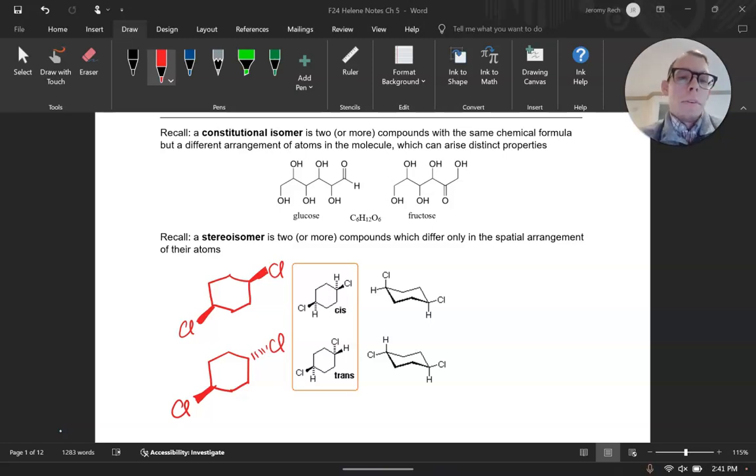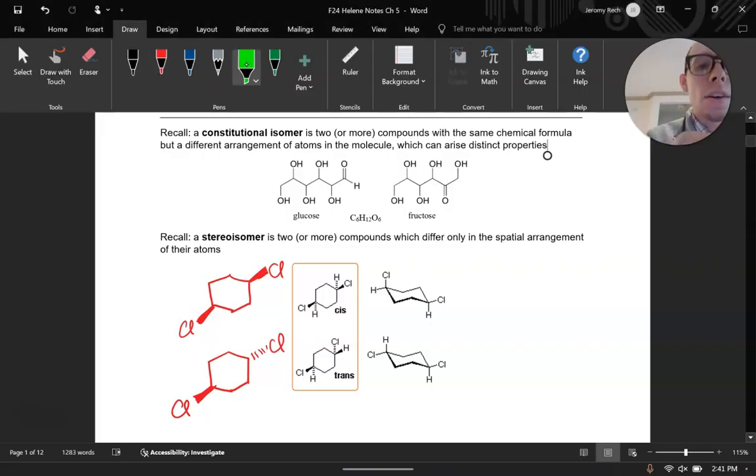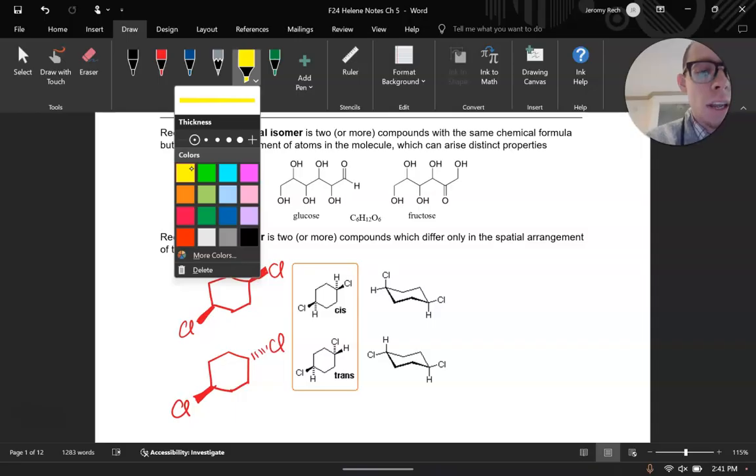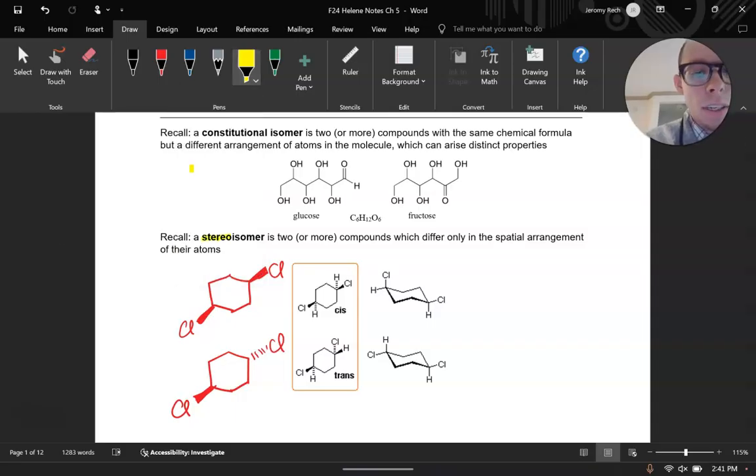So, starting chapter 5, we're going to focus a lot on this idea of stereochemistry. And stereochemistry is going to be describing a lot about how your molecule exists in 3D space. And there's going to be a new term that we're going to focus on, and we're going to be thinking about this idea of stereoisomers.